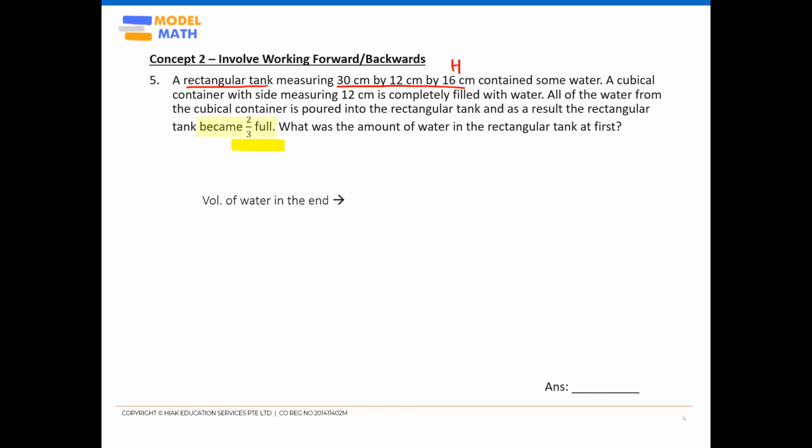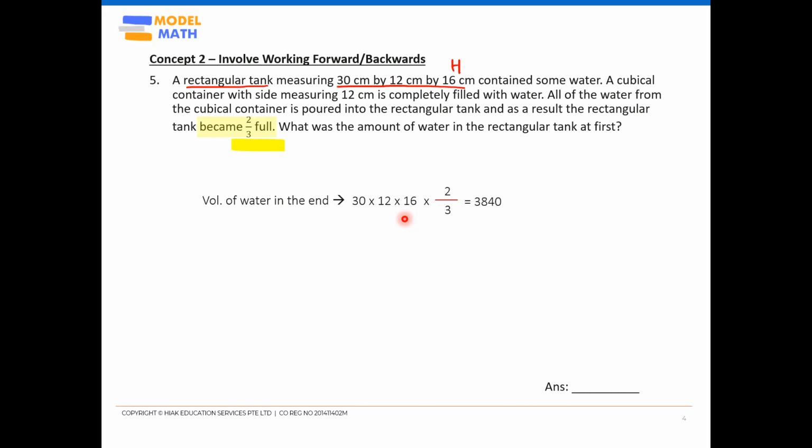So using that information, I simply know its length times breadth times height. Now, length times breadth times height is the capacity of the tank. So you have to multiply that capacity by 2 out of 3 so that you know what is the volume of that water that was in there in the end. Okay, the final volume of water.